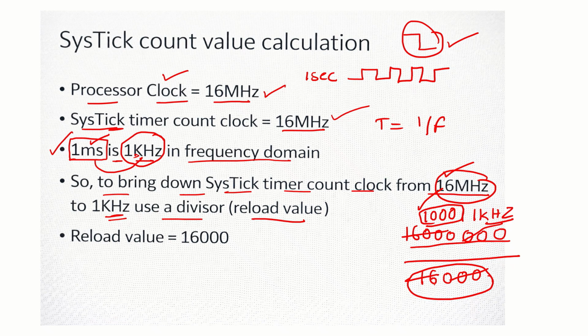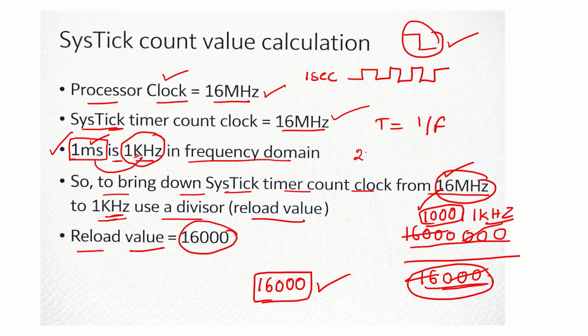So what is the divisor value? The divisor value is 16,000. If you divide your processor clock by 16,000, you get 1 kilohertz, which is 1 millisecond. You call the same thing the reload value. Here the reload value is 16,000. For example, if you don't want to trigger an interrupt every 1 millisecond but every 2 milliseconds, then the reload value would be 8,000. Clear? This is how you select the reload value based on the time allocated to the interrupts.